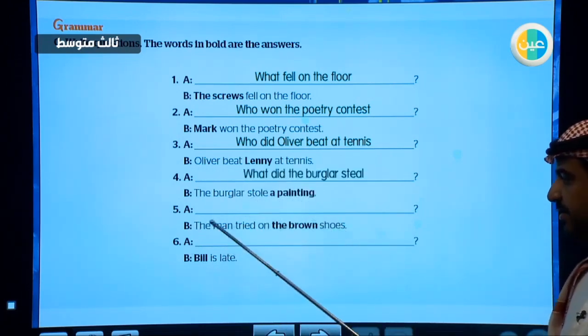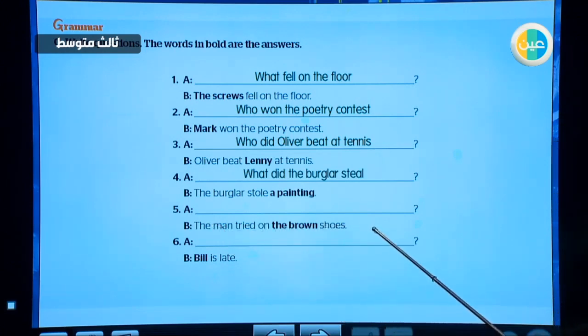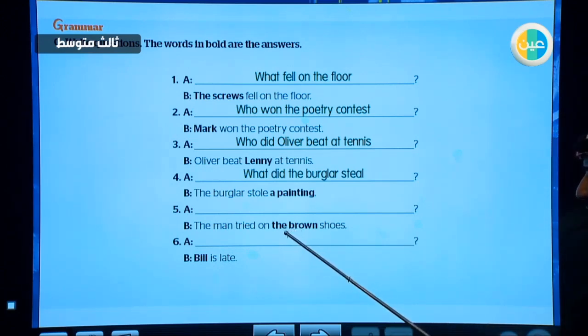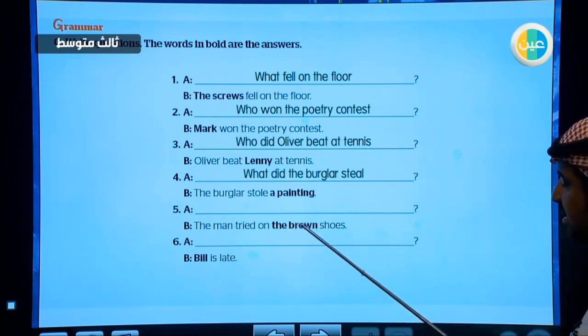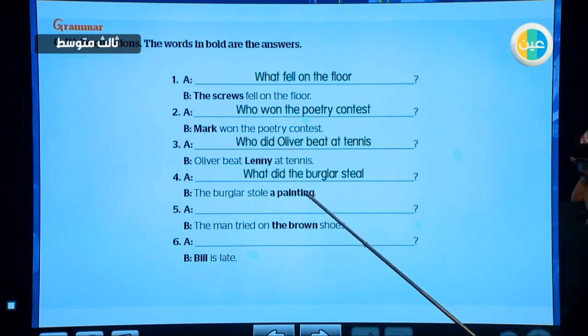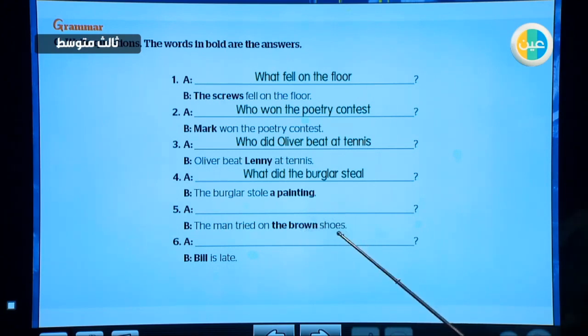Yes. Number 5, the man tried on the brown shoes. Here we are asking about an adjective. We are asking about the adjective of the object. So we will do the same like here, but this time we are going to use which. So when we ask about the adjective of something, we use which, and we put after which, exactly, directly after which, we put the noun that comes after that adjective.